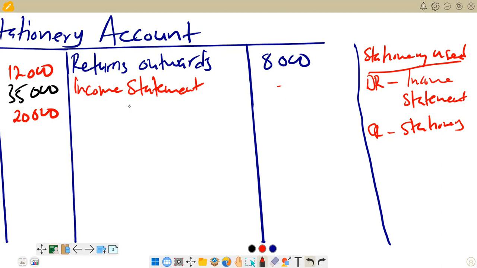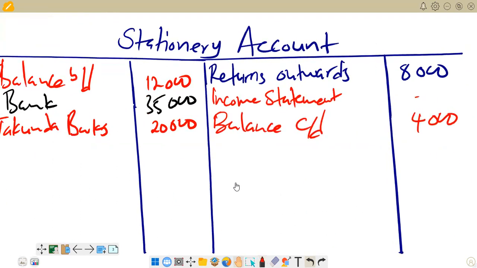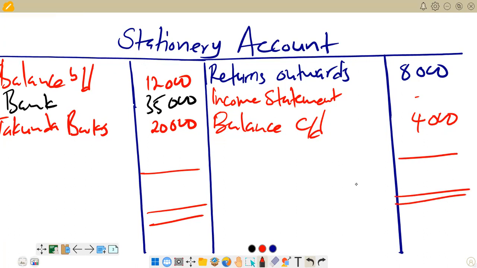So what we are going to do is our balance c/d now will come here. And we are told that the new stationery at the end of the period is 4,000. So we have our 4,000 here. This is what we have at the end of the period. So now we can put our double lines. This is going to be a balancing figure.